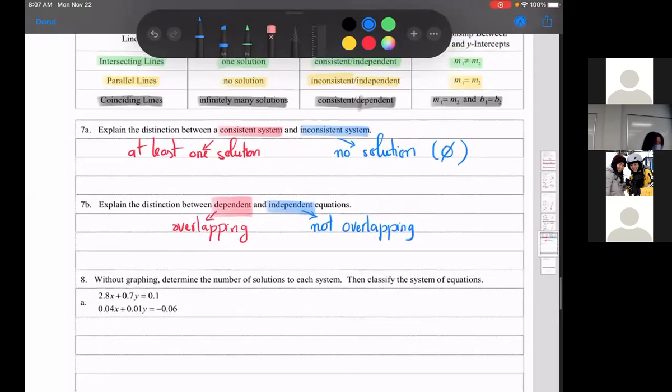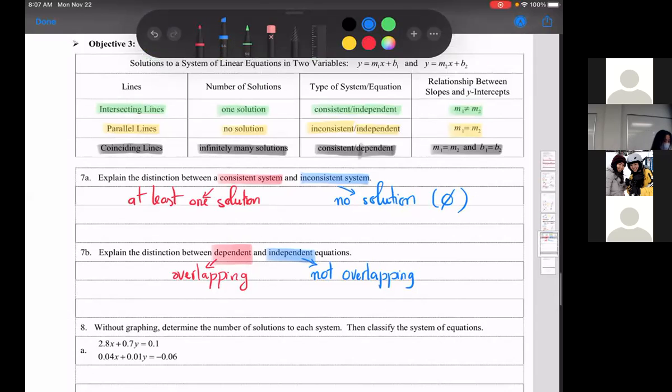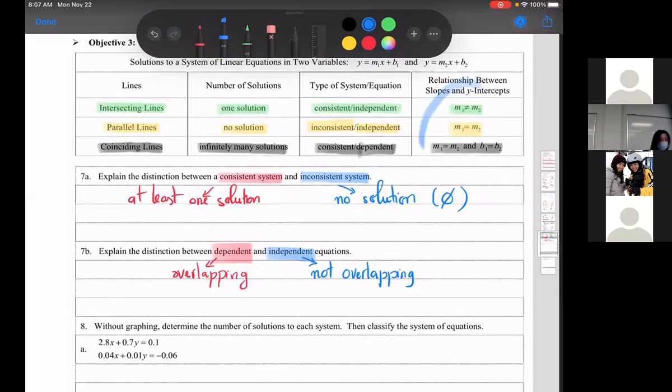Okay, by graphing, determine the number of solutions to each system, then classify the system of equations. So first, let's determine the number of solutions. Now we'll talk about the classification. How do I do this? I'm going to use this right here.